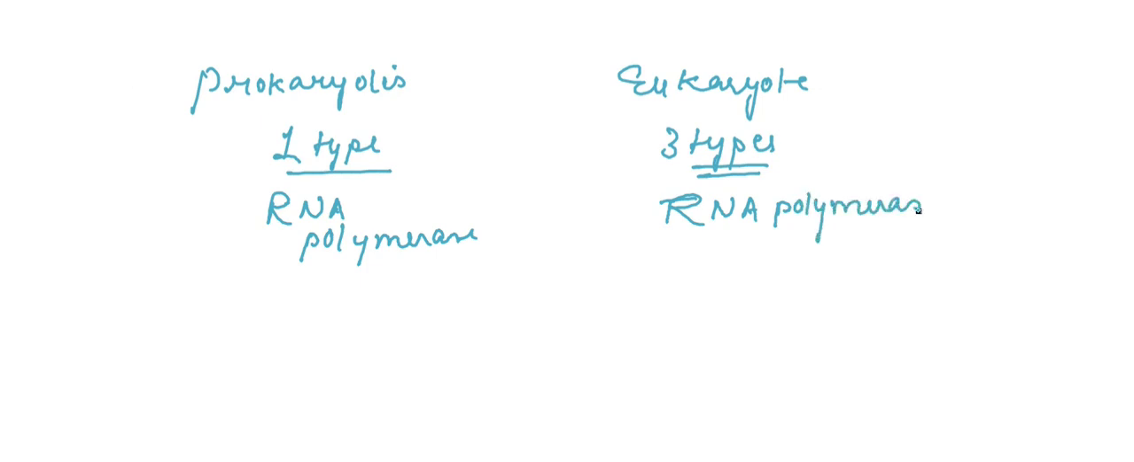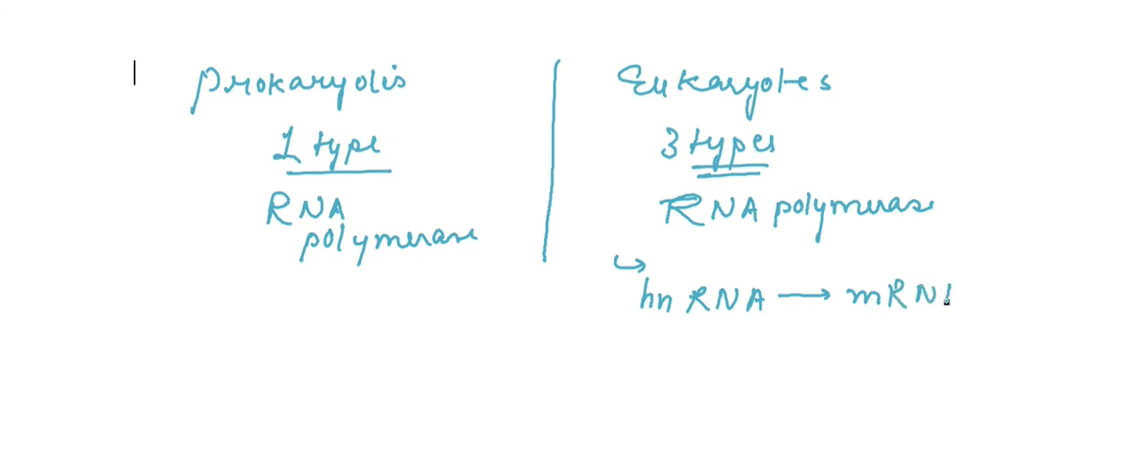Another feature which is a differentiating point between the transcription of prokaryotes and eukaryotes: in eukaryotes, processing is needed. The primary transcripts need to be processed. In this phase, the hnRNA is processed into mRNA. And the three processes are splicing, capping, and tailing.